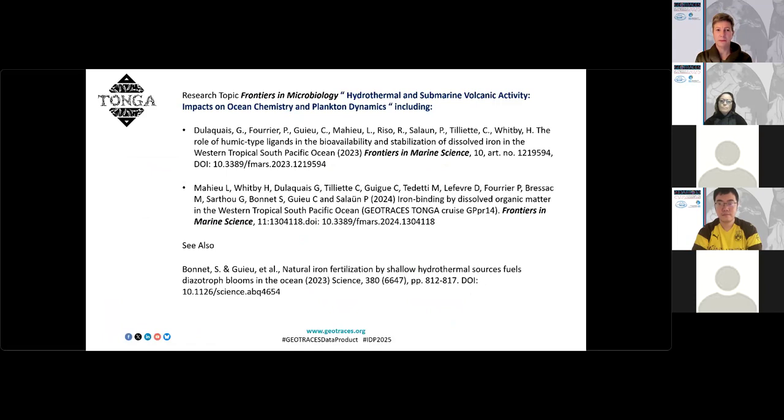So we did not discuss iron ligands in that paper as the data were not yet available at the time. But since several papers are dealing with the organic speciation of iron, explaining how this iron was finally stabilized in the upper layer, I recommend in particular these two papers of the research topic in Frontiers, recently finalized. I also recommend the allied paper in Science, more focused on the link between hydrothermal iron fertilization and carbon export.